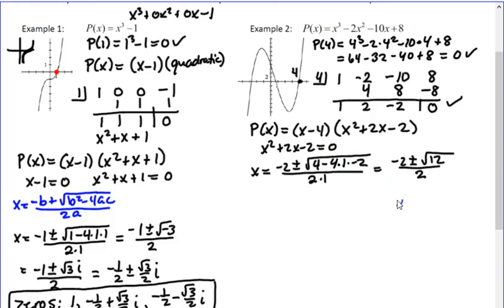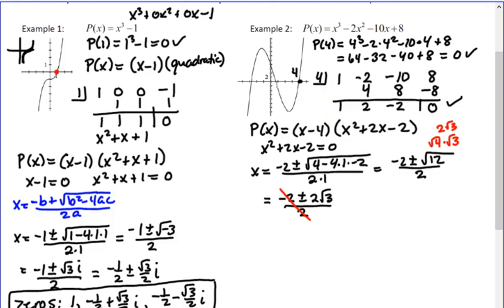Now be careful how you simplify this. And once again, I'm going to expect you to be able to do this, so watch carefully. Remember that the square root of 12 is the square root of 4 times the square root of 3. And the square root of 4 is 2, so I can simplify this as 2 the square root of 3. So I have negative 2 plus or minus 2 the square root of 3 all over 2. Now, do not just cross those out and say it's 2 the square root of 3 or negative 1 plus 2 the square root of 3.